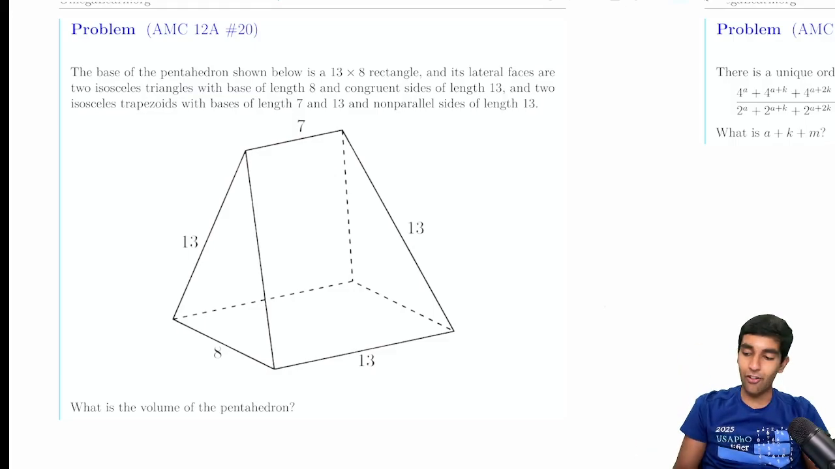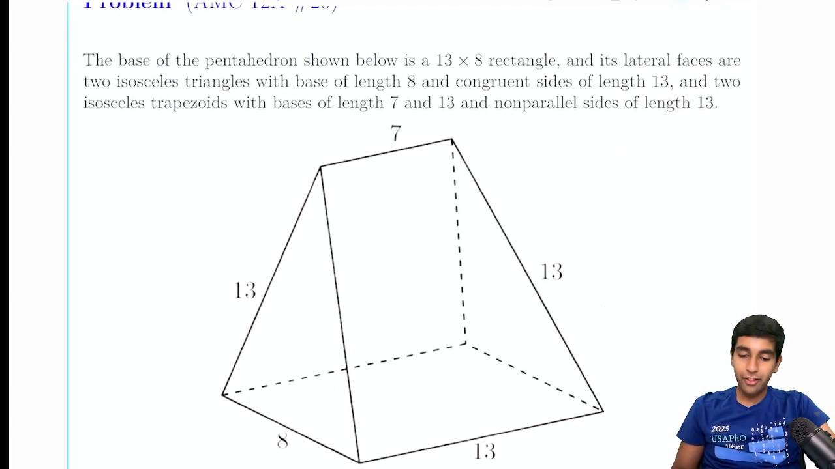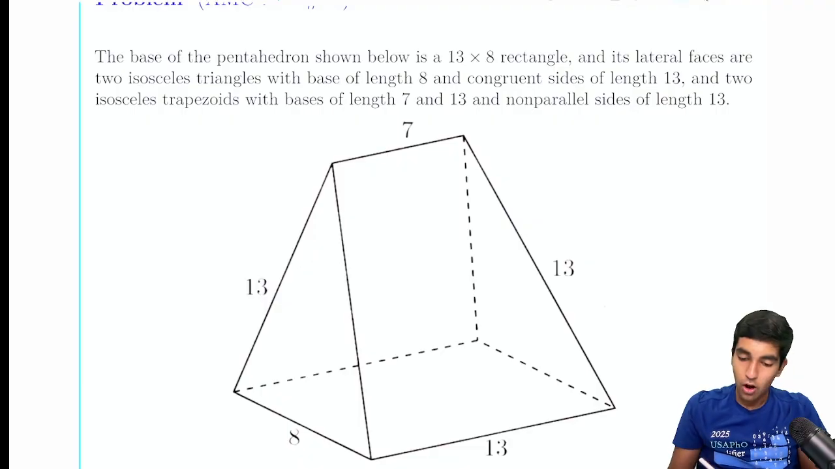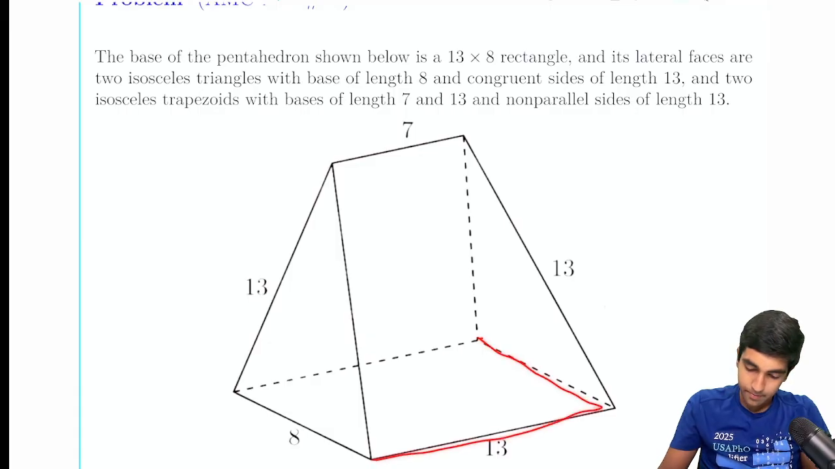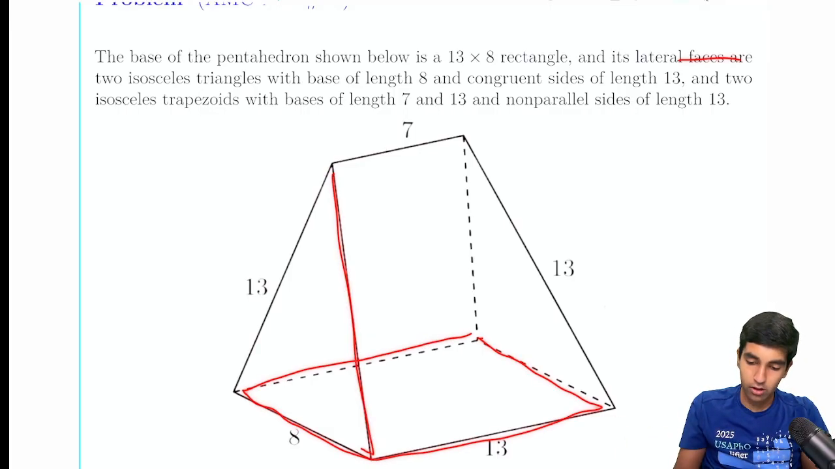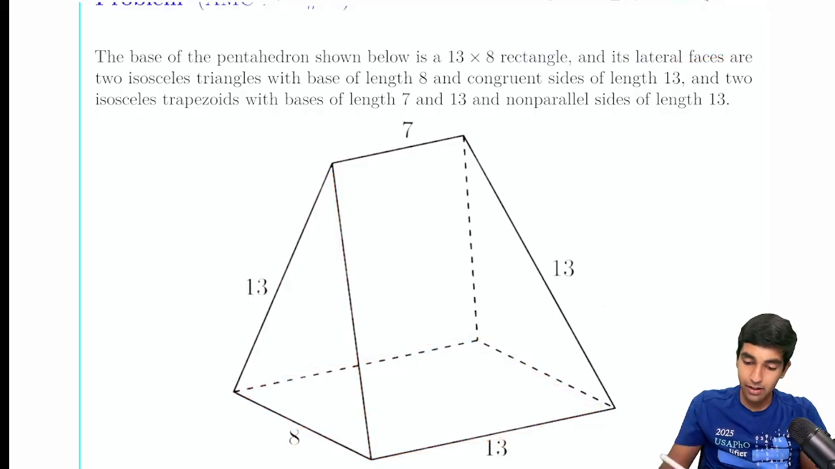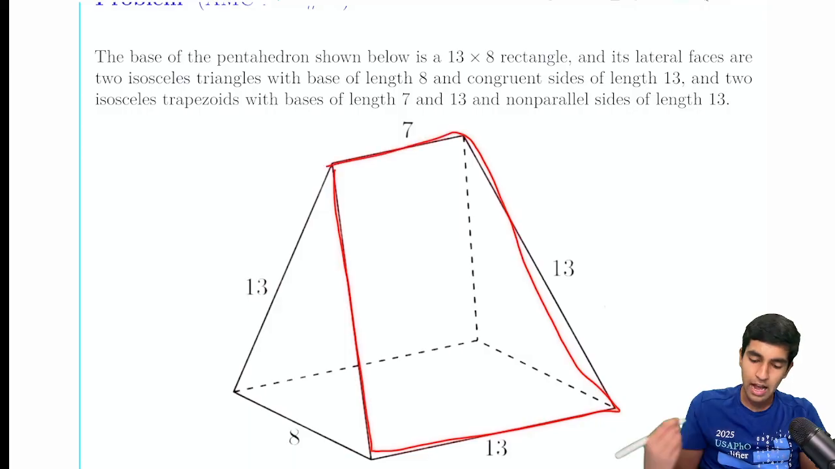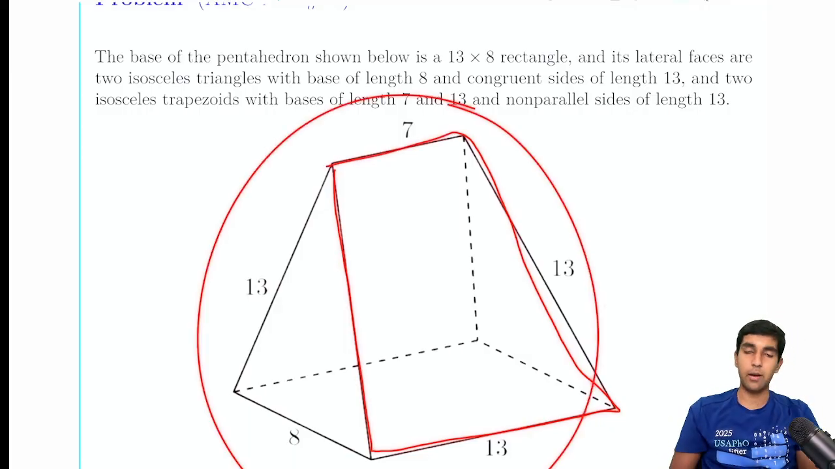3D Geo. Let's explore how to solve this pentahedron problem. We have the base of a pentahedron, a 13 by 8 rectangle. That's this. Its lateral faces are these isosceles triangles, and we have these isosceles trapezoids over here with bases 7 and 13. We're trying to find the volume of this thing.